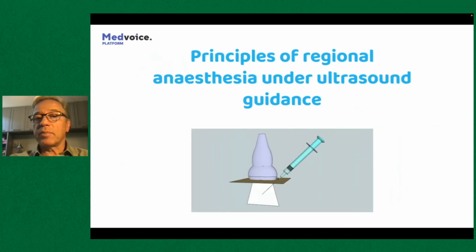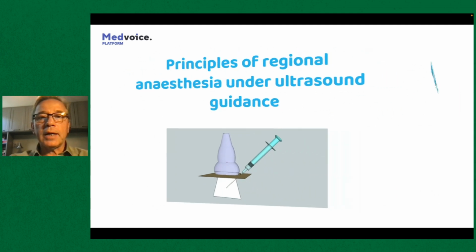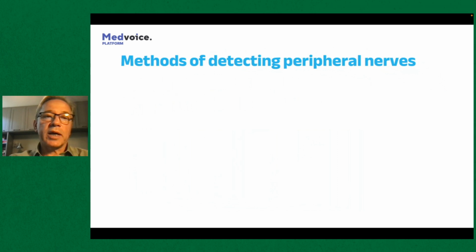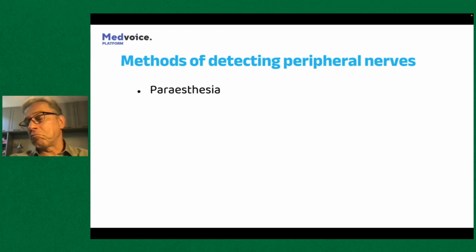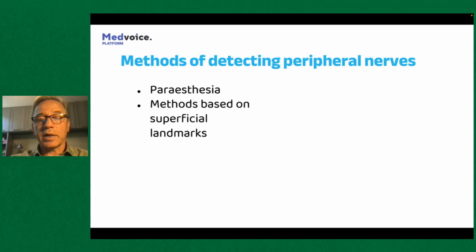Okay, let's talk about principles of regional anesthesia under ultrasound guidance. We're moving on, and what kind of methods do we have for detecting peripheral nerves? We have paresthesia, and when I started my anesthetic training in 1996, that's all we had. We were basically poking the nerves with a sharp needle and asking the patient where they feel paresthesia, assuming that now we are in the region of the ulnar nerve or radial nerve and so on, and then we were injecting accordingly. I'll show you why this is not a good practice.